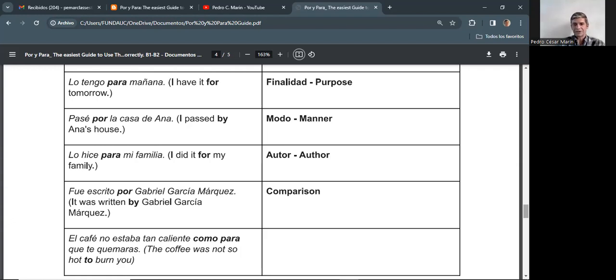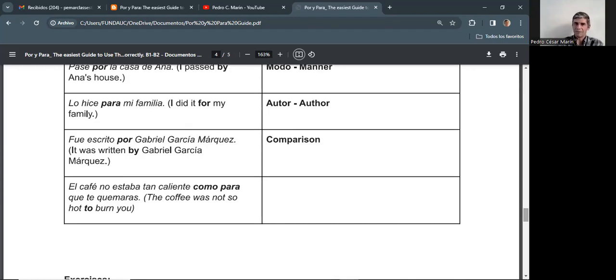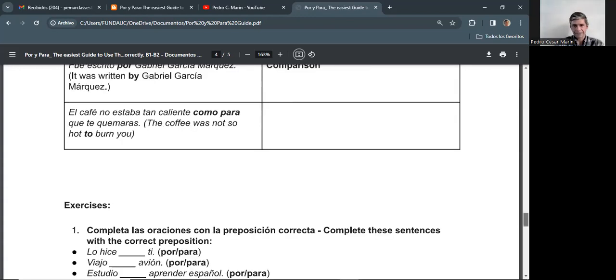Fue escrito por Gabriel García Márquez, a brilliant Colombian. Fue escrito por, passive voice, by Gabriel García Márquez. And the last one, el café no estaba tan caliente como para que te quemaras. The coffee was not so hot to burn you. It was not hot enough to burn you, to burn yourself.